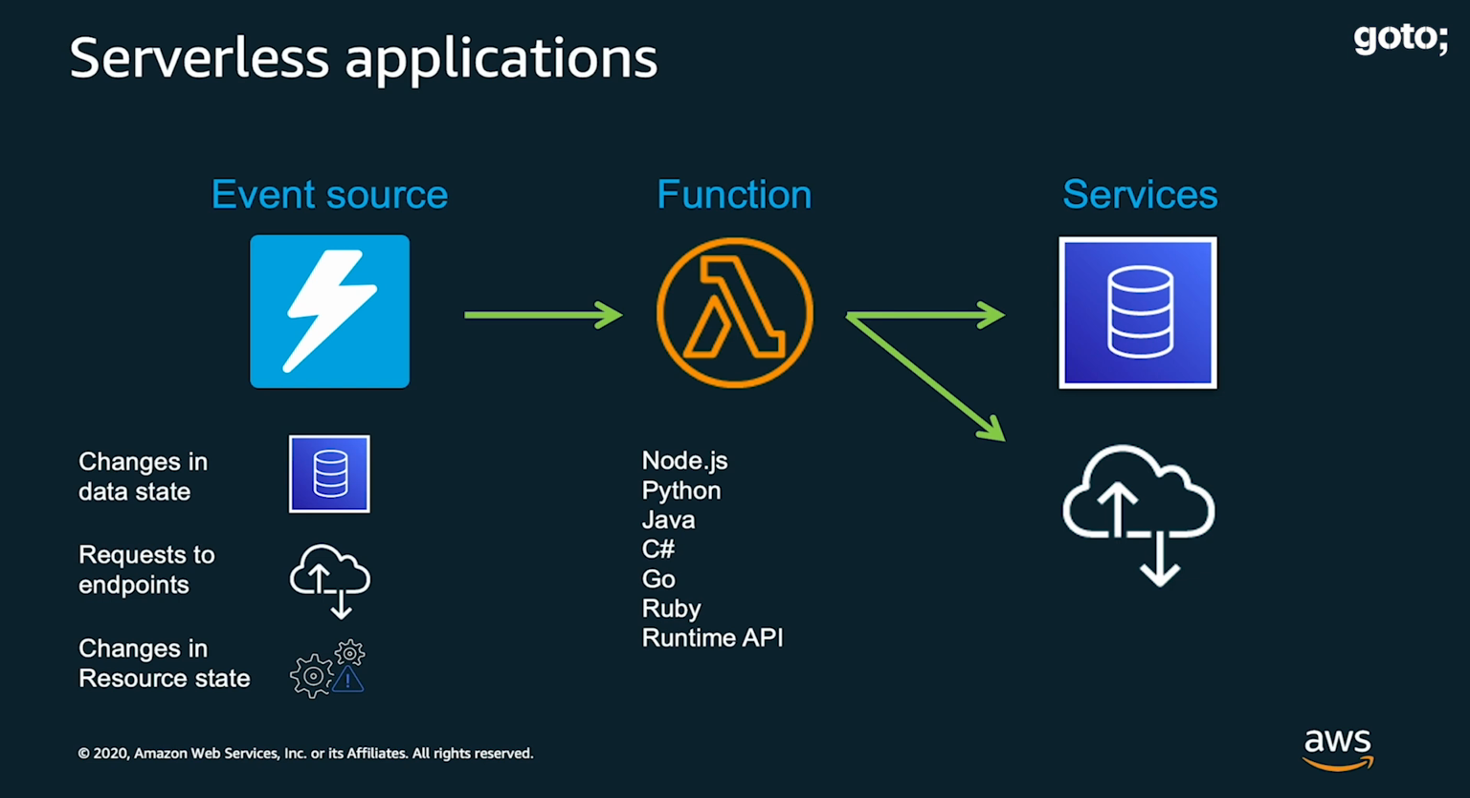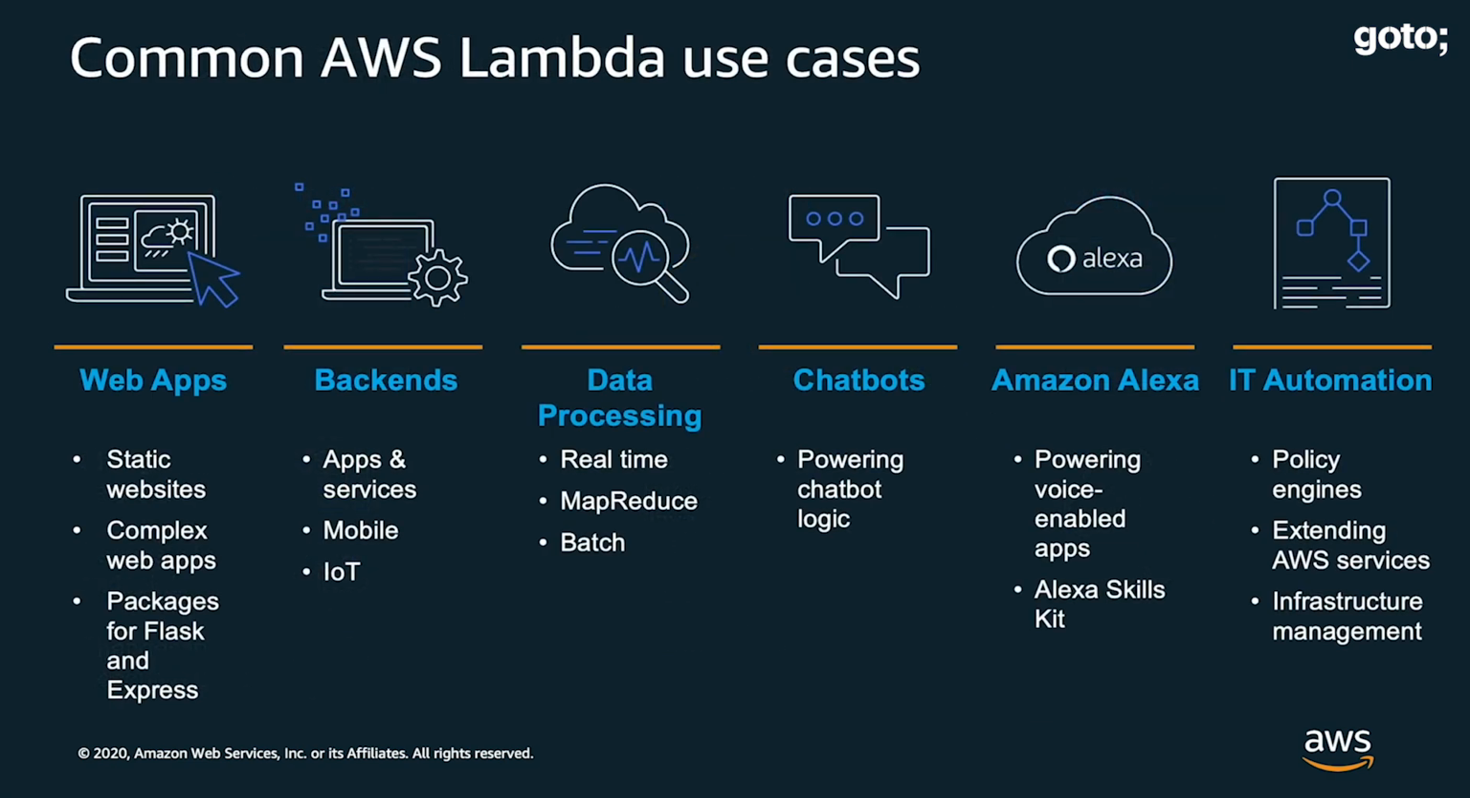Okay, so Lambda gets fired off, it runs your code, and then it does something. And it could push data into a database. It can turn a light on across the world. It can start a car. It can do all kinds of different things. It's however you want to do it and what services are available to you. Some of the most common things we see with this are web apps, backends, data processing, chatbots, Alexa, as I mentioned earlier, IT automation. There's just all kinds of examples where you can use serverless in the world.